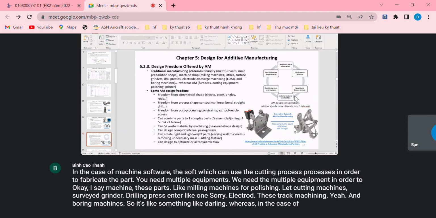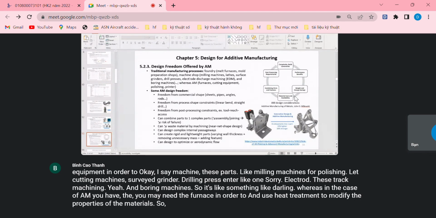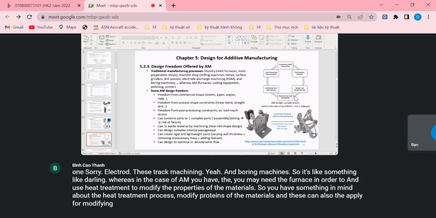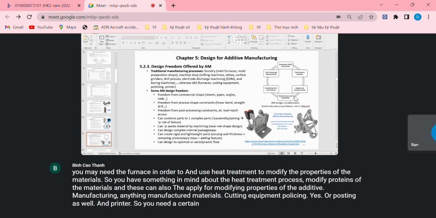Whereas in the case of AM, you may need the furnace in order to use heat treatment to modify the properties of the materials. So you have something in mind about the heat treatment process to modify properties of materials, and it can also be applied for modifying properties of the additive manufactured materials. Cutting equipment, polishing, yes, for post machining as well, and the printer. So you need a certain combined use of equipment in order to fabricate the part.